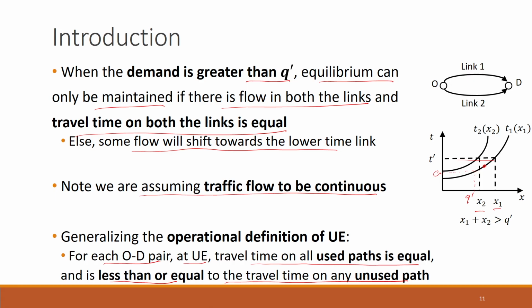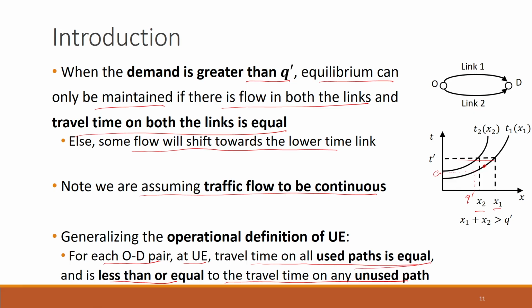So in the first case, when the total demand was less than q dash, all the flow was taking place through link 1 only. So link 1 was the only used path, and link 2 was the unused path. There the travel time on the used path, link 1, was less than or equal to the travel time on the unused path, link 2. In the other case, both the links have positive flow, so both of these paths are getting used, and they have equal travel time.